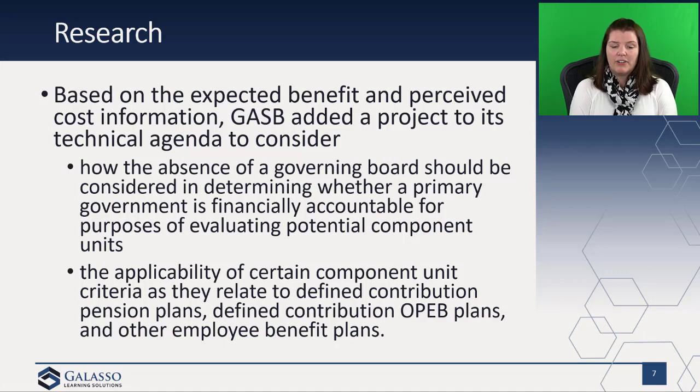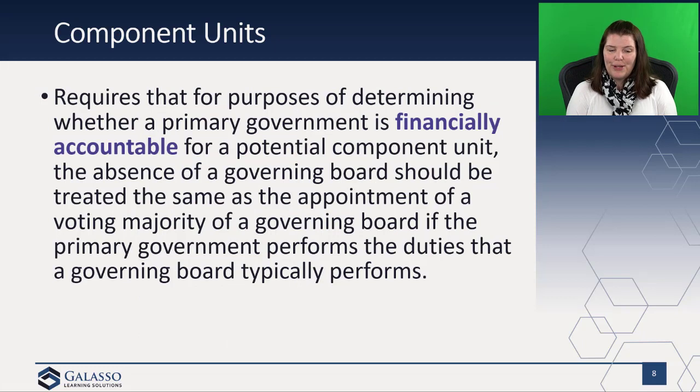So how the absence of a governing board should be considered in whether a primary government is financially accountable, and then the applicability of component unit criteria for defined contribution, pension, OPEB, and other employee benefit plans. So when we look at the impact, it requires that for purposes of determining whether a primary government is financially accountable, the absence of a governing board should be treated the same as the appointment of a voting majority of a governing board if the primary government performs the duties that a governing board typically performs. This is consistent with what the implementation guide said, what GASB 84 said, and how 14 was amended.